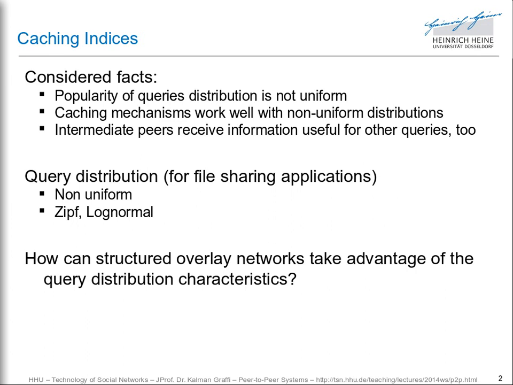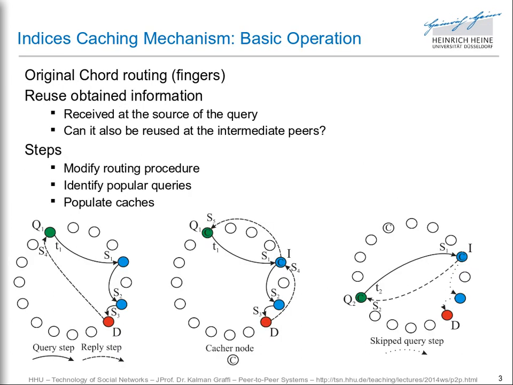So the question is now, how can structured overlay networks take advantage of the query distribution characteristics? Here we have a caching mechanism for Chord, but this idea can be transferred to any other DHT overlay. First of all, we have the original Chord routing with fingers. We reuse obtained information, which is received at the source of the query. So how can we reuse the intermediate peers?